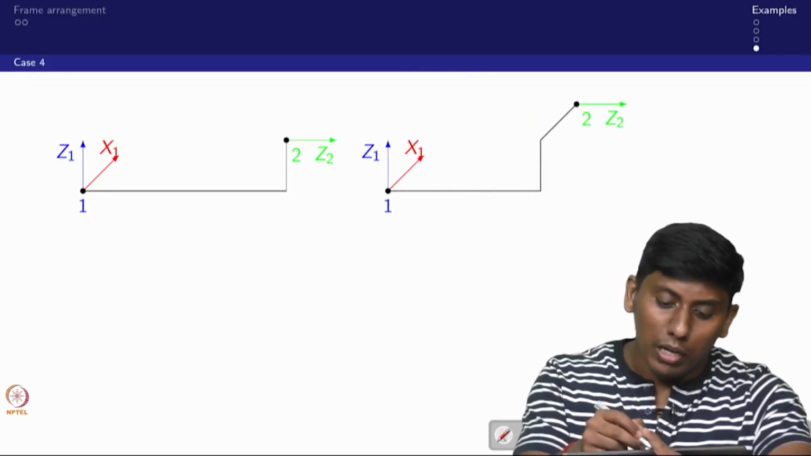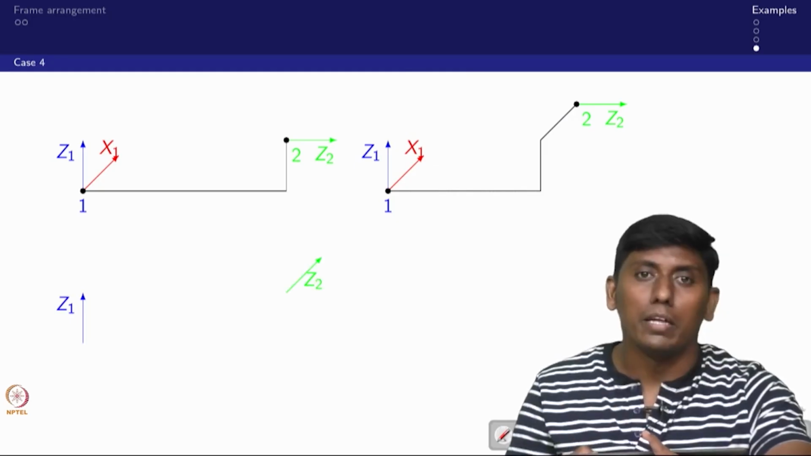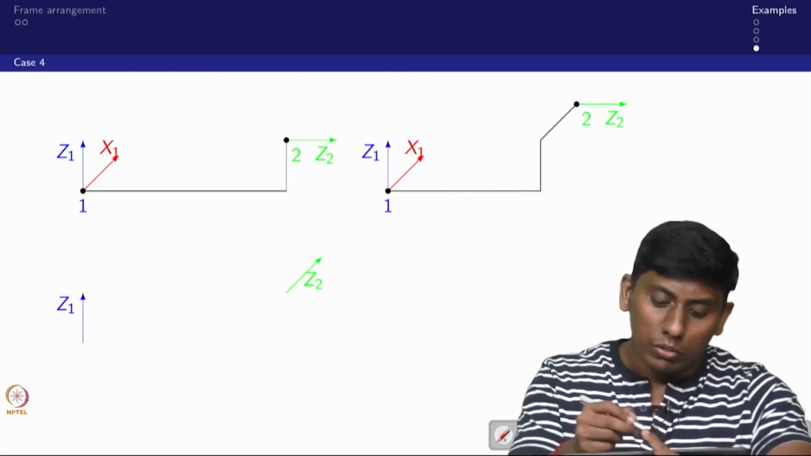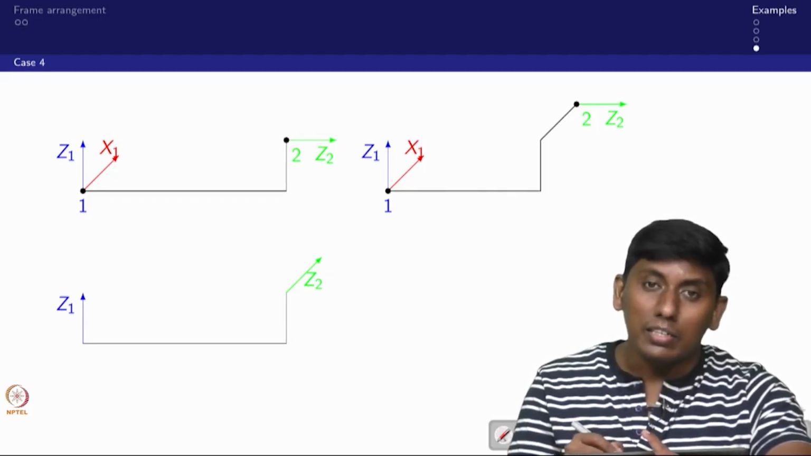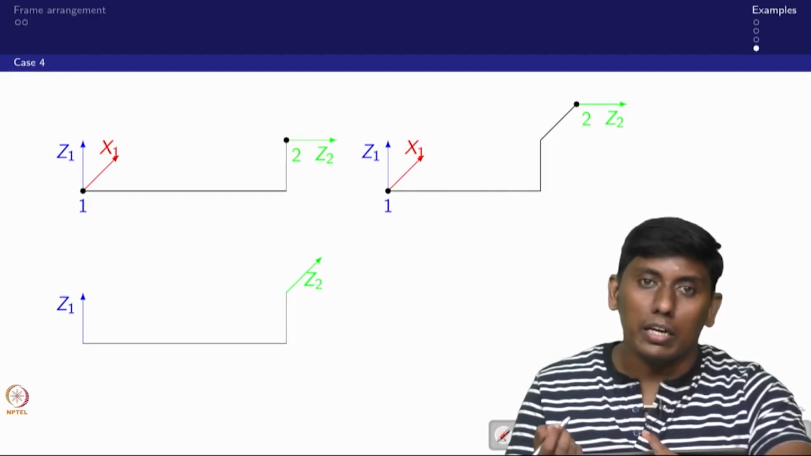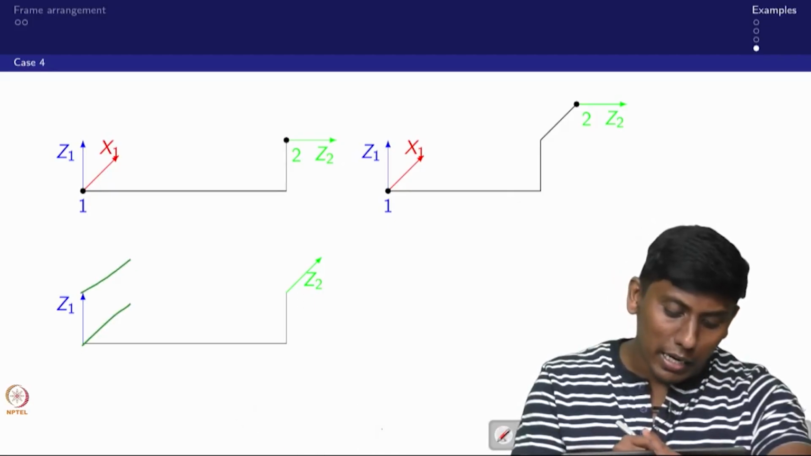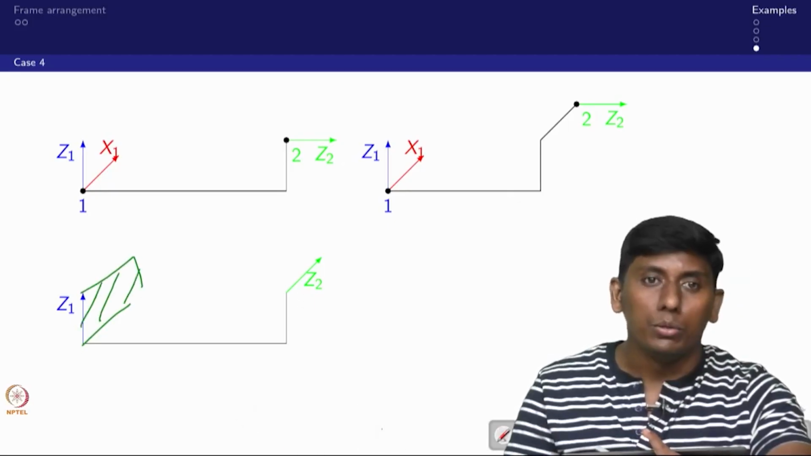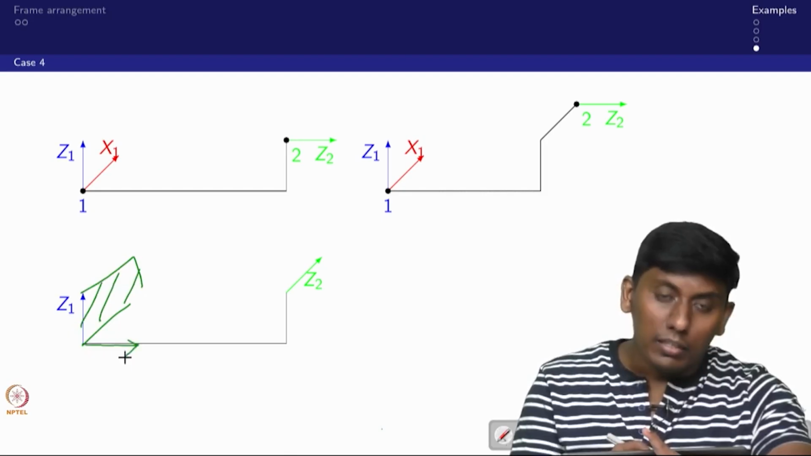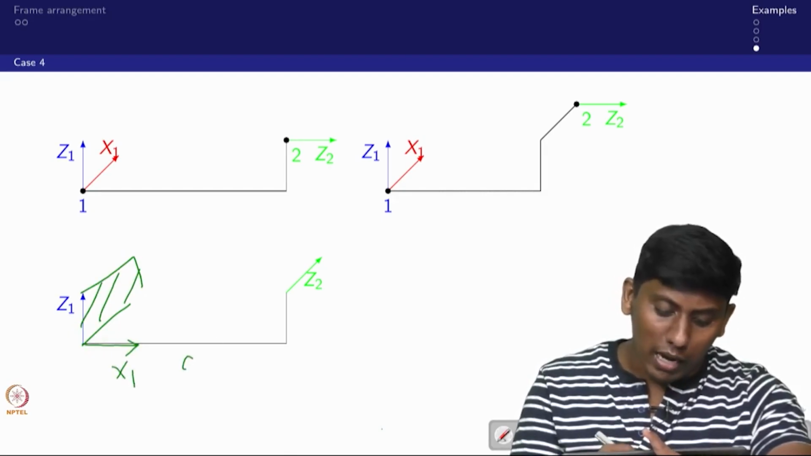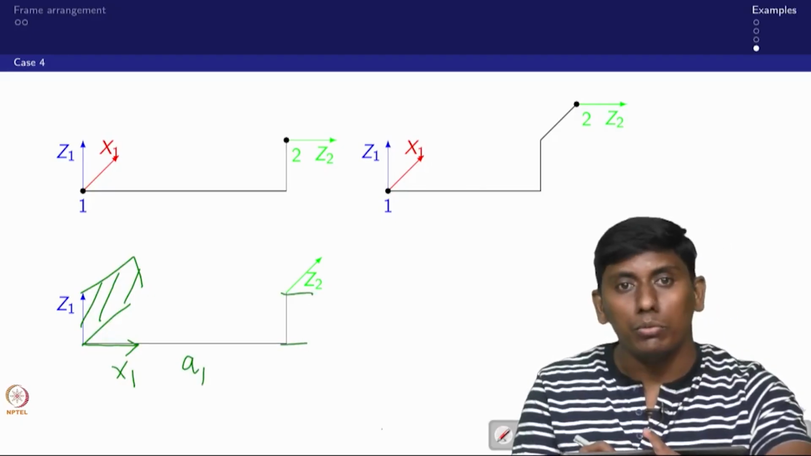So now we can go to a further, more complex example. This is parallel, and now we have taken it the other way around. In this case, one distance you can directly cover in the x axis, because this is the plane containing z1 and z2. So obviously the plane perpendicular to that would be x1. This distance you can cover as a1, but this distance you have to cover with a passive frame.